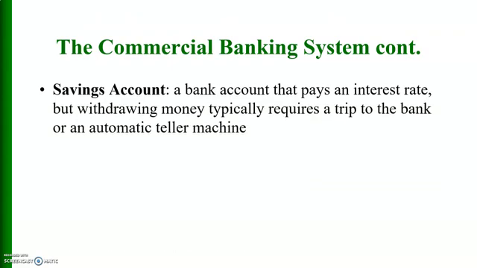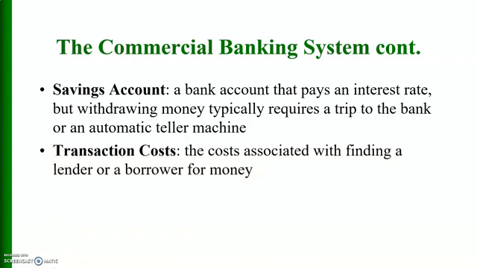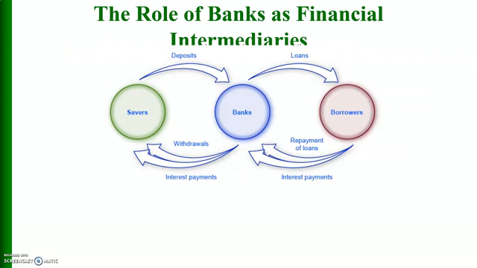The commercial banking system. There are savings accounts, a bank account that pays an interest rate, but withdrawing money typically requires a trip to the bank or an automatic teller machine. Transaction cost, the cost associated with finding a lender or borrower for money. This is the role of banks as financial intermediaries, how buyers and sellers are interconnected through banks.